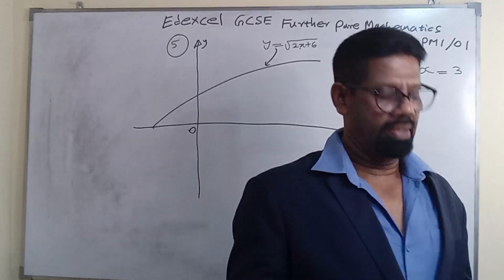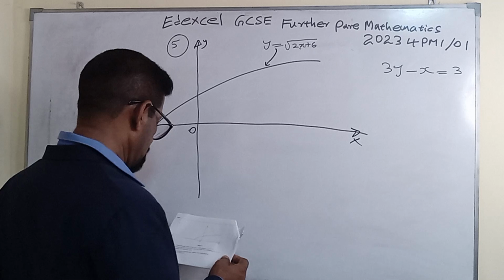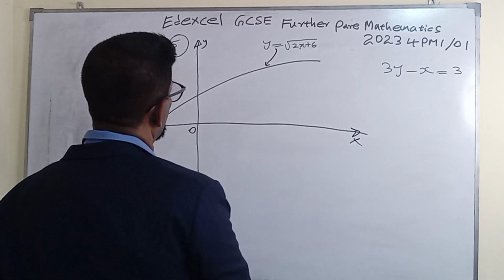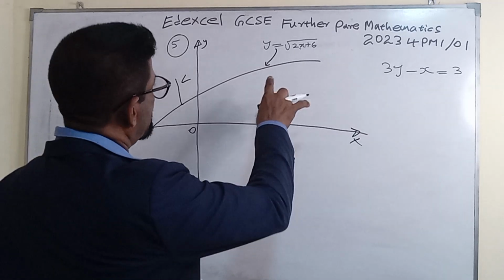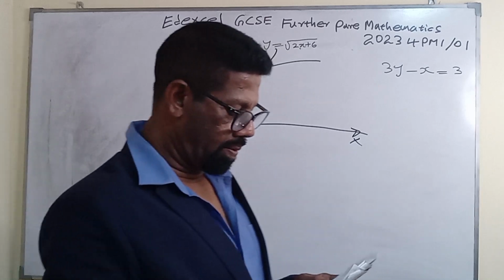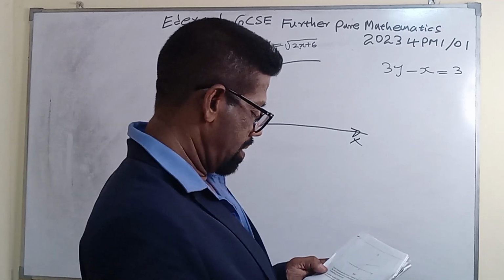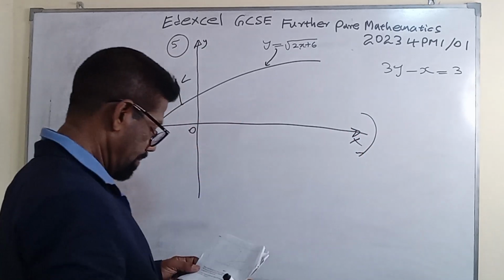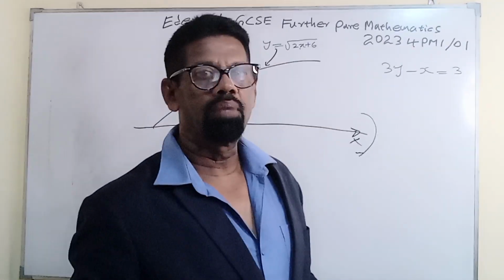Here is the figure. It shows part of the graph of the curve C. The equation of curve C is y equals the square root of 2x plus 6. The finite region enclosed by the curve and the straight line with equation 3y minus x equals 3 is rotated about the x-axis through 360 degrees. Use algebraic integration to find the exact volume of the solid generated, in terms of pi.